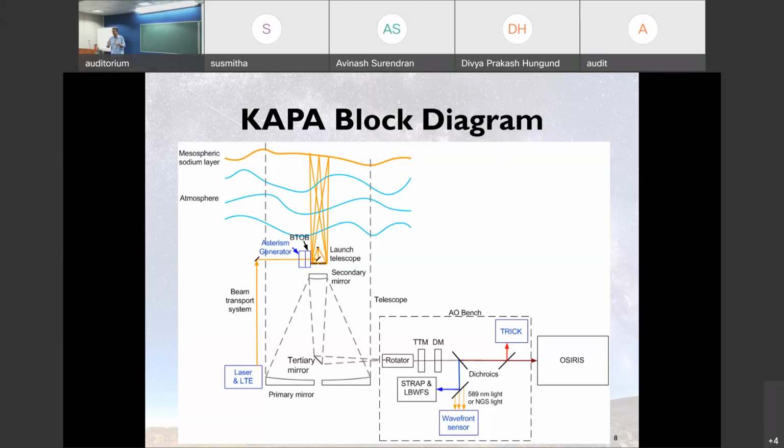Otherwise, it's a little too complex, especially as the AO system has to track it very carefully. It's a little too complex to have different asterism sizes. I don't think it's planned to be like that in future. Yeah. Right? It's just fixed.